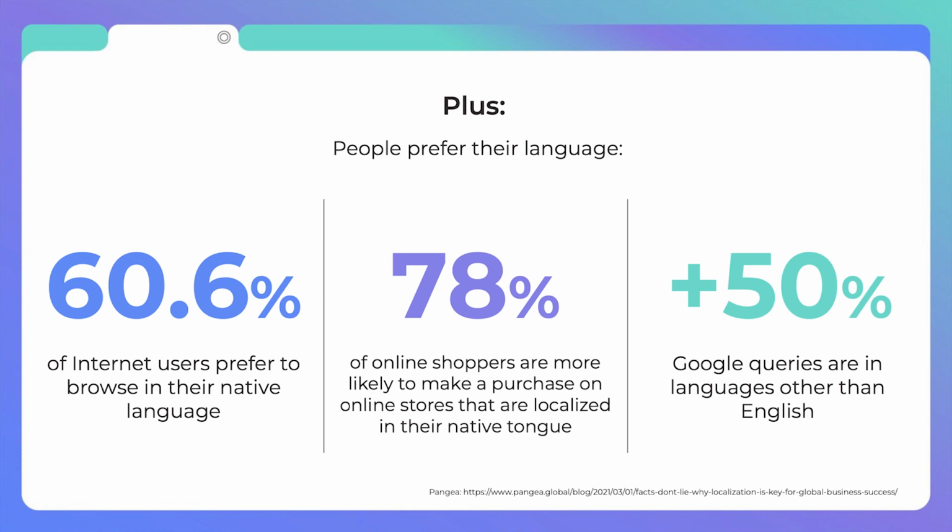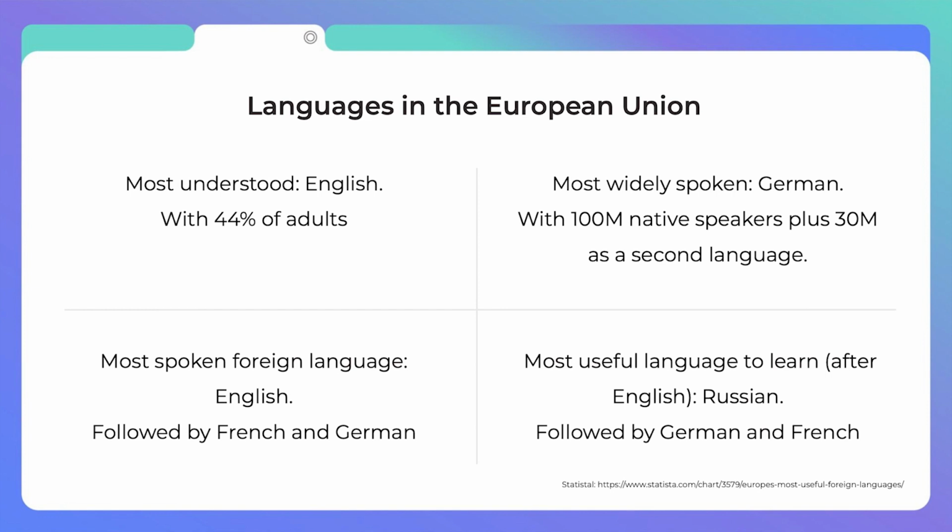So, that's quite intensive. Metrics for the European Union: the most widely spoken language in the European Union is not English, it's actually German, because it has the most native speakers in the European Union, with 100 million, plus 30 million that speak it as a second language. The most understood, however, is English, because of business. 44% of adults actually understand English. The most spoken foreign language, of course, is English, because it's the language of business in the European Union, followed by French and German, because of French everywhere, like all the things of the European Union and the headquarters are in French-speaking countries, and German because we are all here in Germany, where business happens.